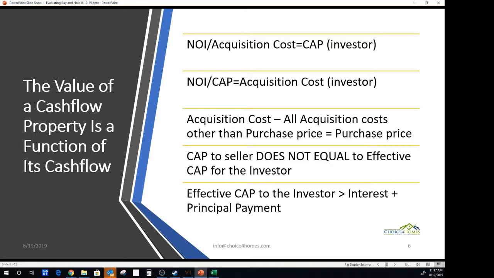Now, the value of a cash flow property is a function of its cash flow. This is really important to understand. As an investor who focuses on cash flow, you don't want to pay above market price for a specific house, but at the same time, you shouldn't care too much whether you are at market or not. And if the seller does, that's unfortunate. I see a lot of sellers who will go on Zillow, or get an estimate for a house, and say, oh, this is what I want to get for my property.